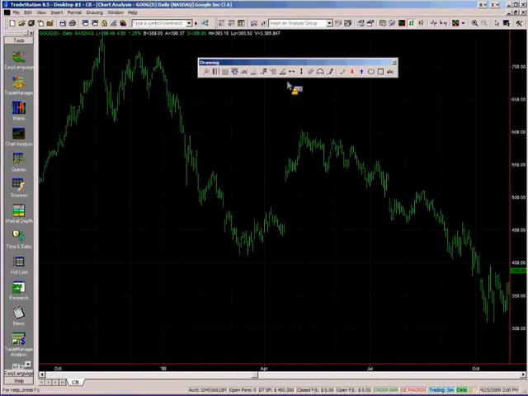Nobody can see the crosshairs. Okay, let me see if I can put a line. Can you see this line tool?